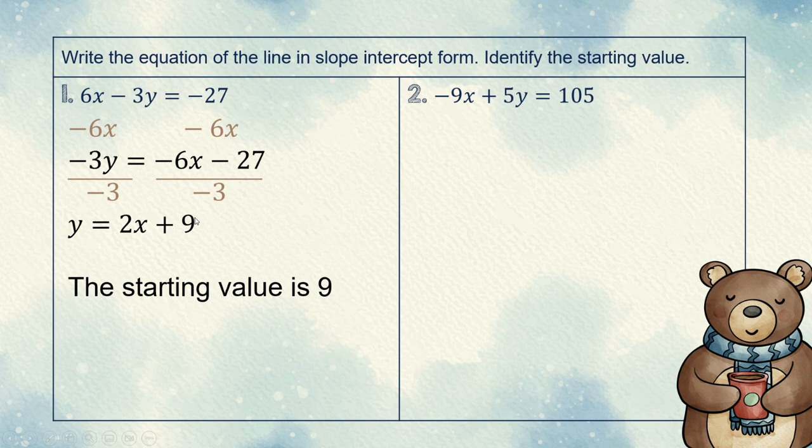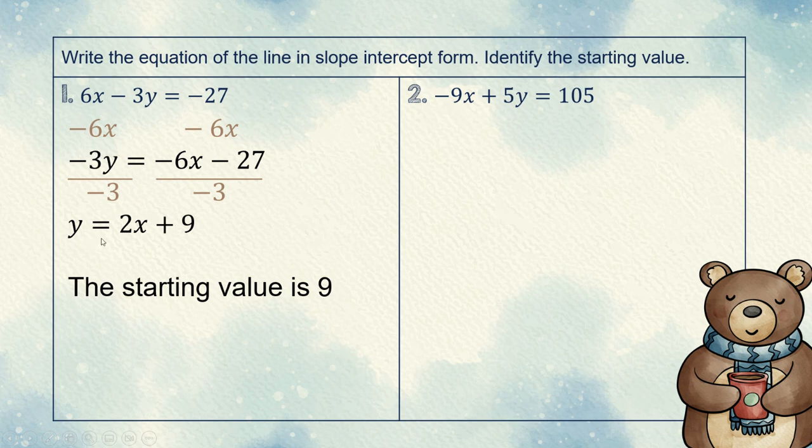When we look at this, we're going to have a general flow when we go from a standard form equation to a slope-intercept form. We're going to add or subtract our x value, and then divide by the number in front of y. In this case, we subtracted 6x from both sides, and then we divided by negative 3, the number in front of y, to get y is equal to 2x plus 9.